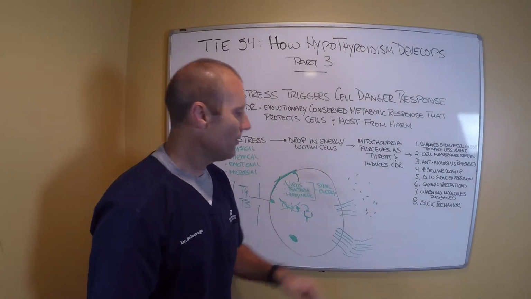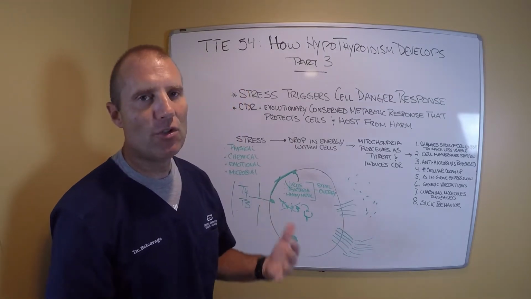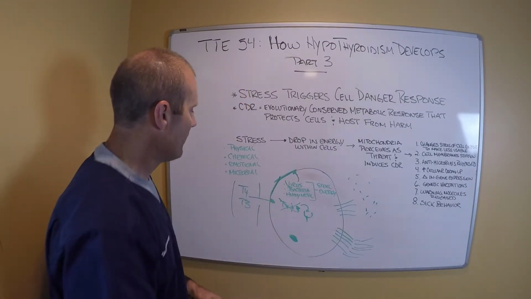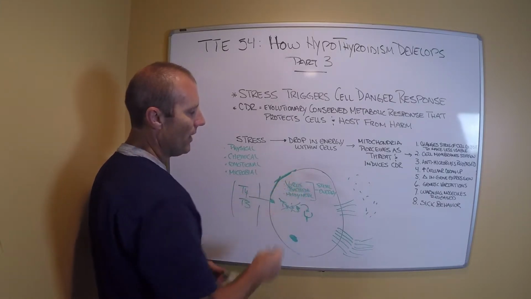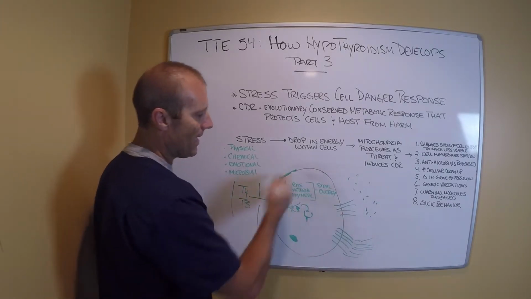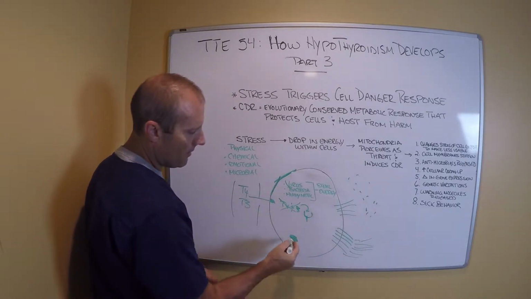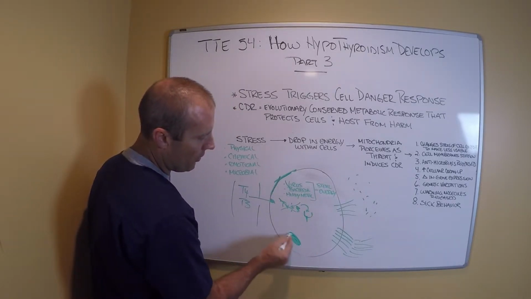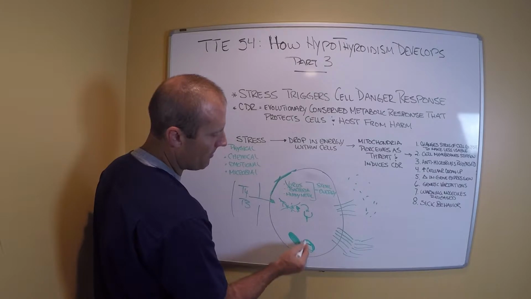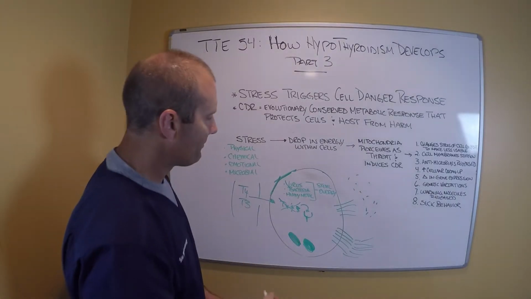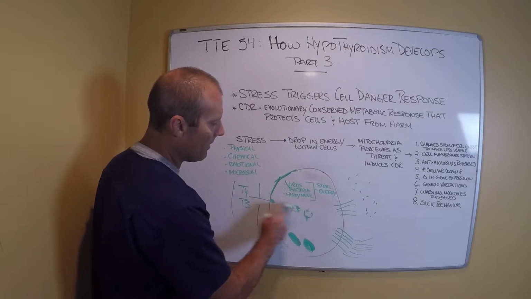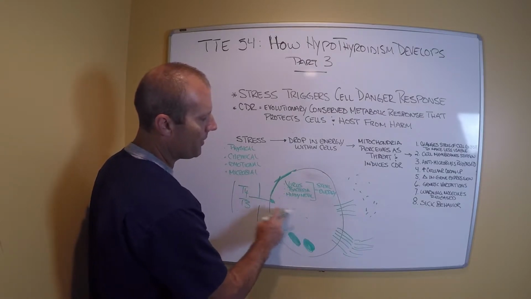So that's the cell danger response that can induce a hypothyroid state. Let me go back through this again and cover this. If we have a cell here, this little thing down here is called our mitochondria, and cells have a bunch of mitochondria in them, and these are like the engines or the brains of the cell. And they keep an eye on how much energy is within the cell.